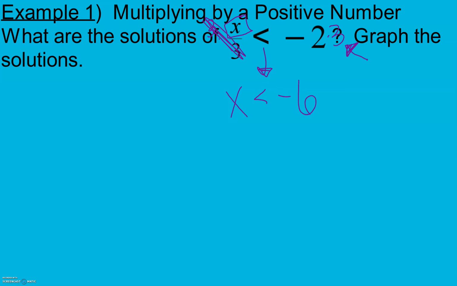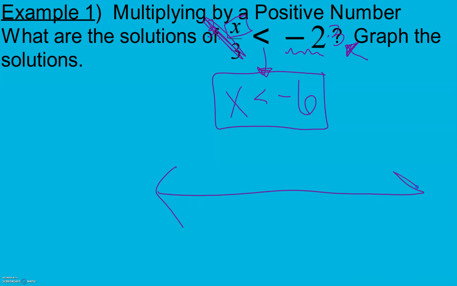Okay, so our number here didn't change signs. It was negative, it stayed negative. So we keep our inequality symbol there. I know the 2 is negative, but the number that we multiplied by was the 3. So here are our solutions. Now we also need the graph.